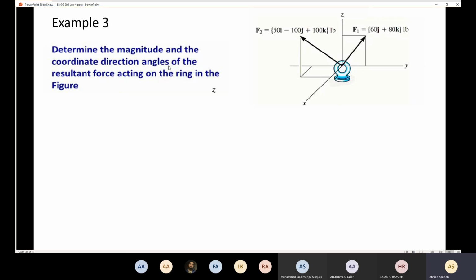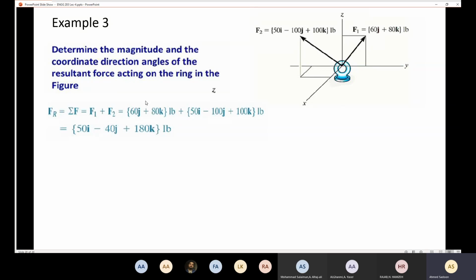And of course, in order to calculate the direction angles, I need to know the unit vectors. So first, we need to calculate the resultants. Remember, if I have more than one force, F1 and F2, I'm going to have the summation in X, the summation in Y, and the summation in Z. So FR is going to be the summation of the forces. So it's going to equal vector 1 plus vector 2.